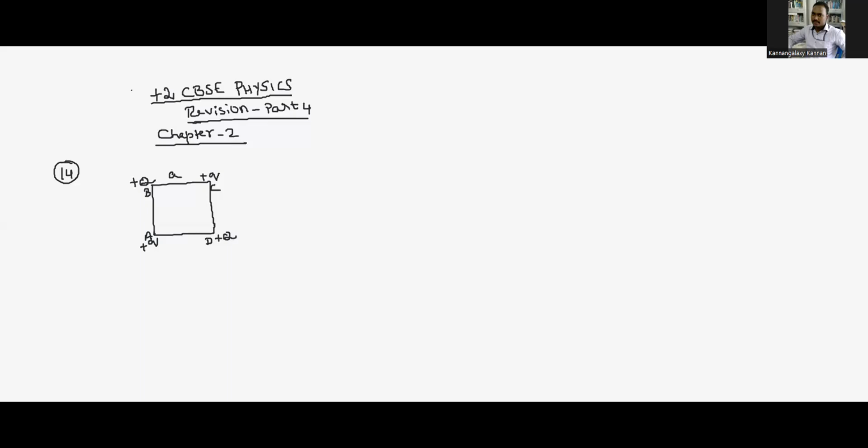I want to find the resultant electric field on the charge capital Q and the potential energy of this system. Let us first find the resultant electric force on charge capital Q. Any one of the charges you can choose. So this is the diagram. I want to find the electric force at this point.